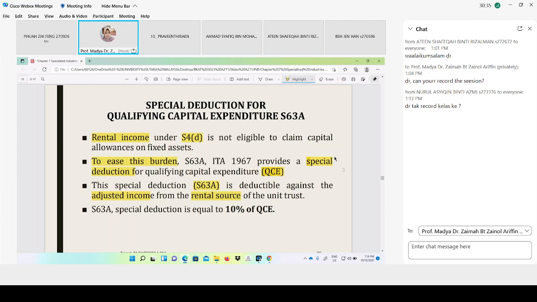But when it's time to determine the deduction, it does not apply the same method as computing capital allowance. The special deduction here is straight away 10% of the QCE.